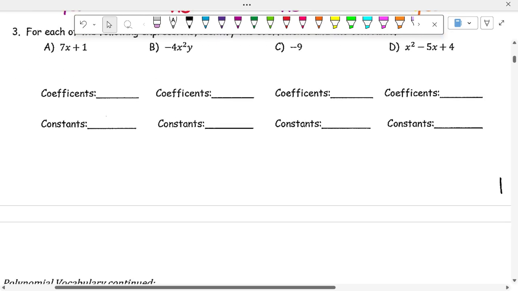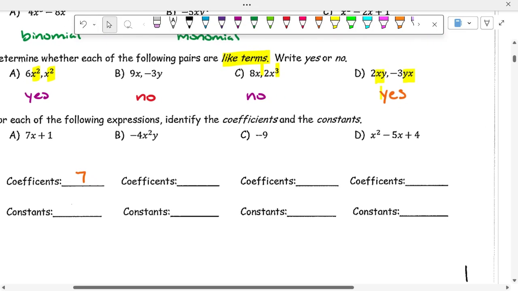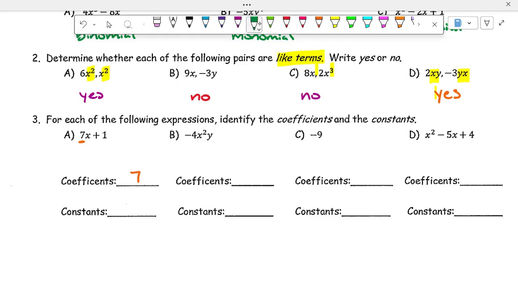All right. Now for number 3, we're going to list the coefficient and the constant. So for letter A, in this binomial, what number is the coefficient? 7. Why? It's the number connected to the variable. Good. What's the constant? 1. Why? Because it's a number that is not connected to the variable, or it doesn't have a variable.